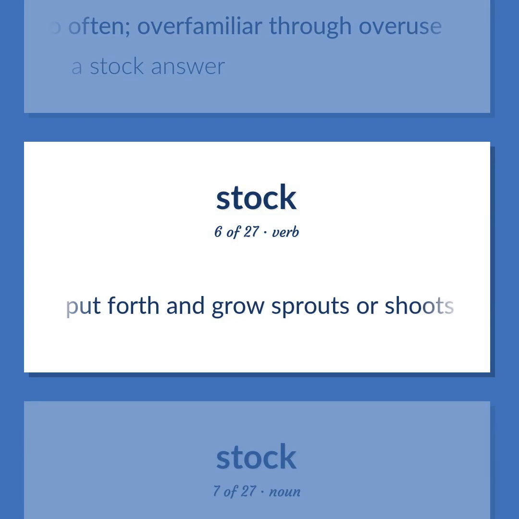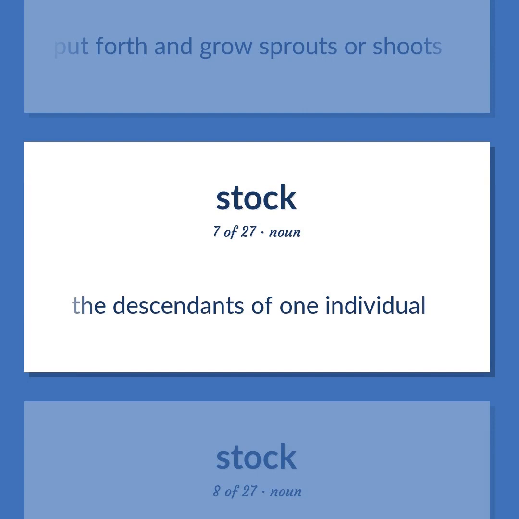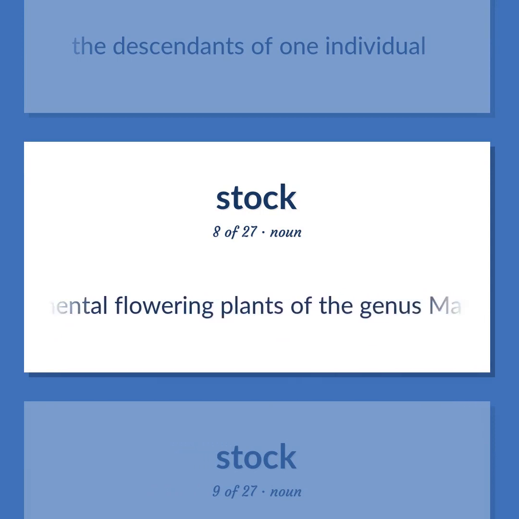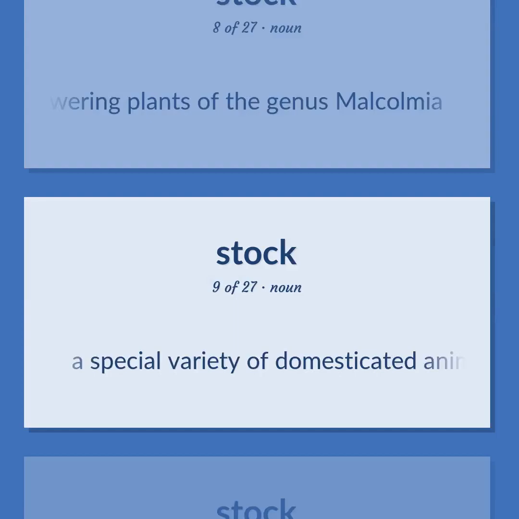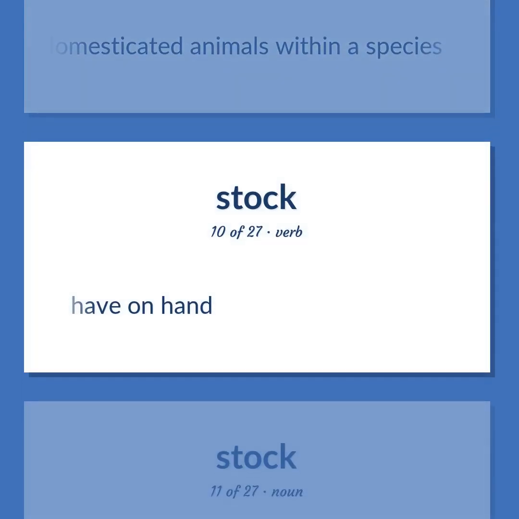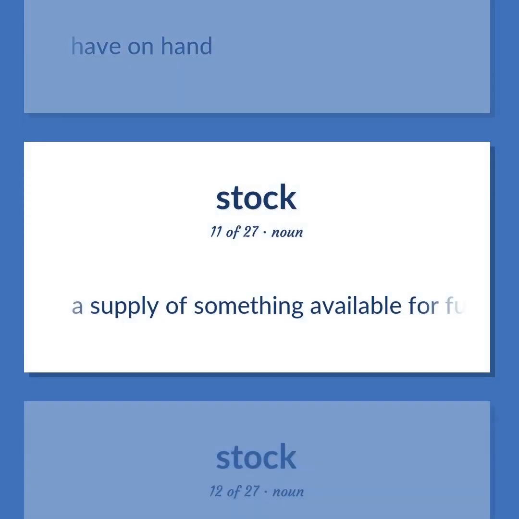Put forth and grow sprouts or shoots. The descendants of one individual. Any of various ornamental flowering plants of the genus Malcolmia. A special variety of domesticated animals within a species. Have on hand. A supply of something available for future use.